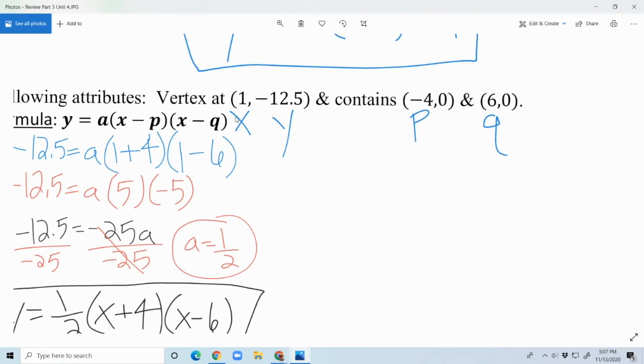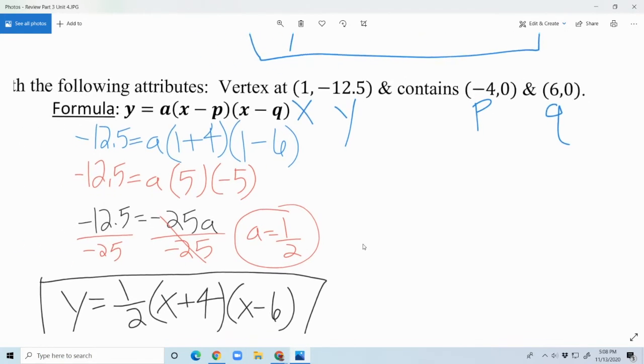And then the other one says x minus q, that'll be 1 minus 6, okay? And it'll equal -12.5 because that's what the y coordinate was of the vertex, okay? So this makes 5, this makes -5. That multiplies together to get -25a. Divide both sides by -25, and it'll simplify to get 1/2.